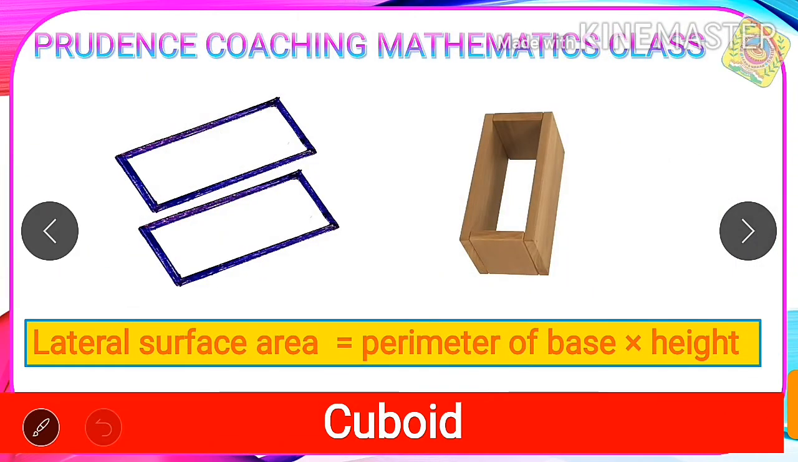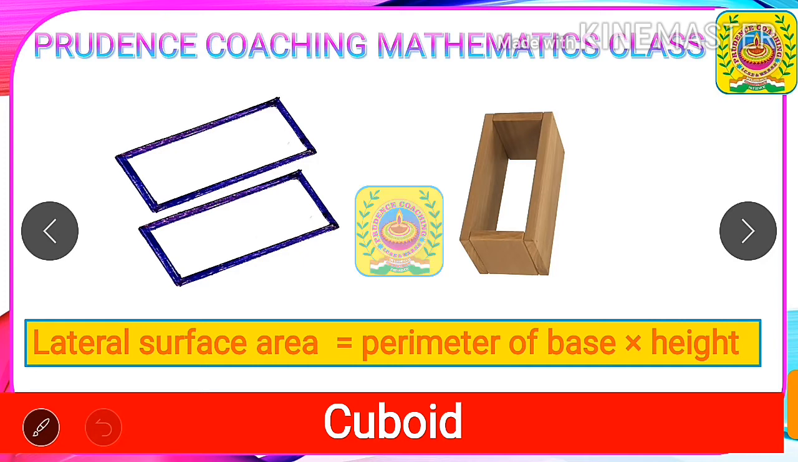Now let us see the lateral surface area. Lateral surface area means the walls of your room. You can compare the lateral surface area with the four walls of your room. Now let us learn how to calculate the lateral surface area.